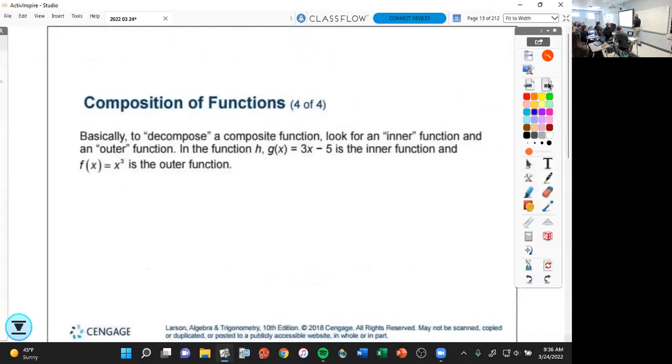To decompose a composite function, look for the inner function and the outer function. So in the function, g of x is 3x minus 5 is the inner function, and f of x is x cubed is the outer function. Yes.